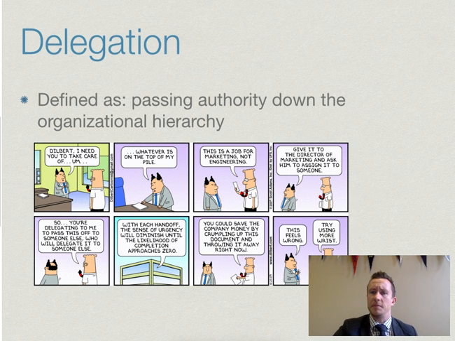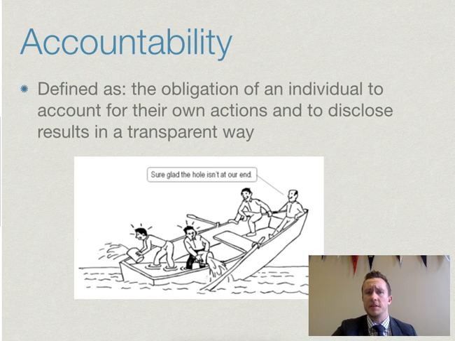And the accountability piece, well, accountability is defined as the obligation of an individual to account for their own actions and to disclose results in a transparent way. So if we do delegate, we're giving them the opportunity to be responsible for that, but we're also making sure that they do it in return, and to be transparent about it.